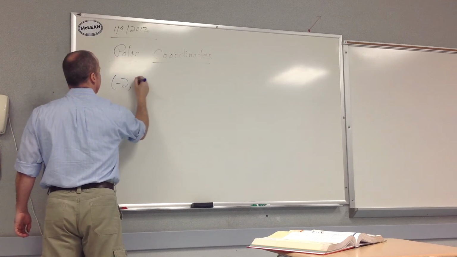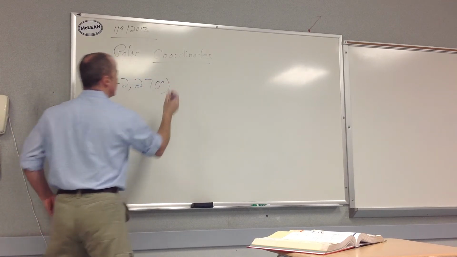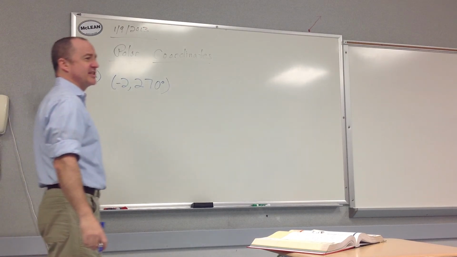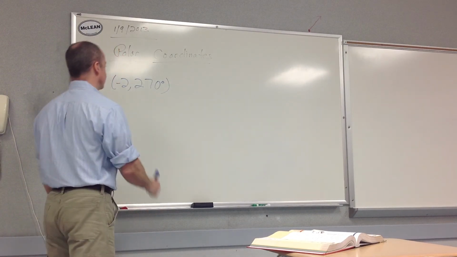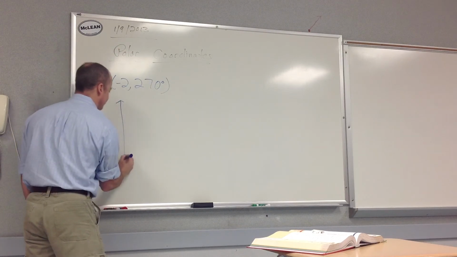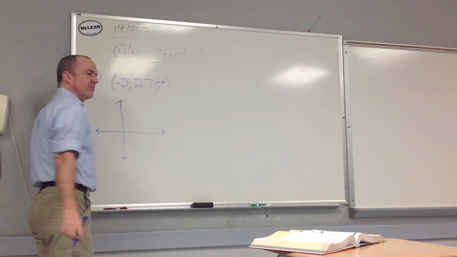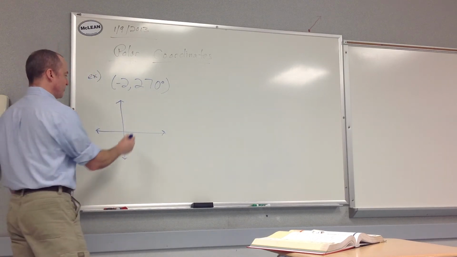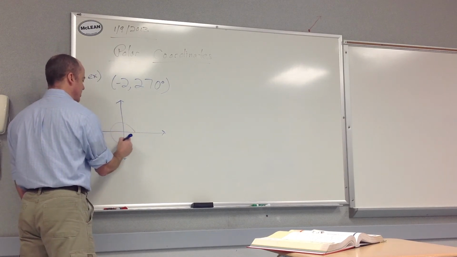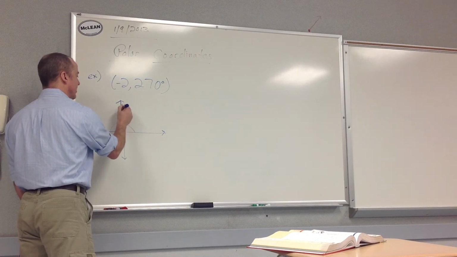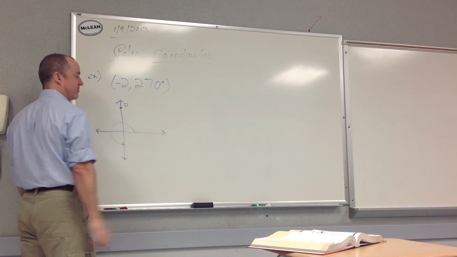Take -2, 270 degrees. This is in polar coordinates. What is that in rectangular? Well, first off, where is that? I'm very visual, I never mind drawing anything. Very good, Diego. We go around to 270 degrees, but then from here, we go up 2 units.